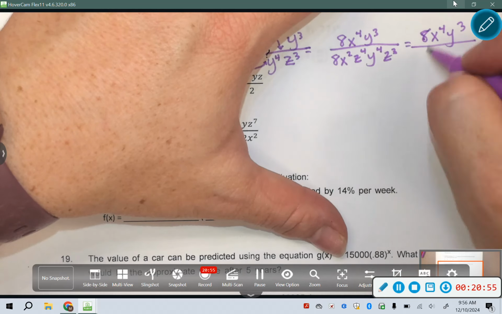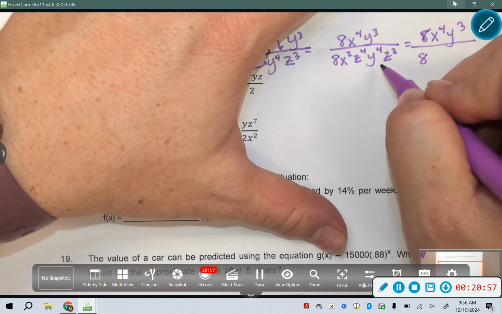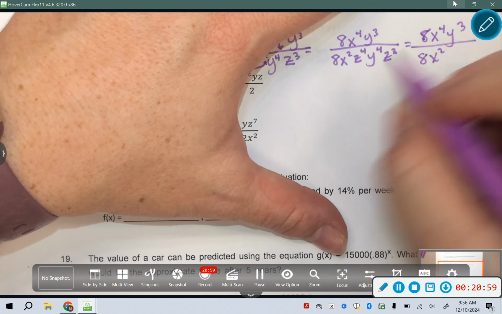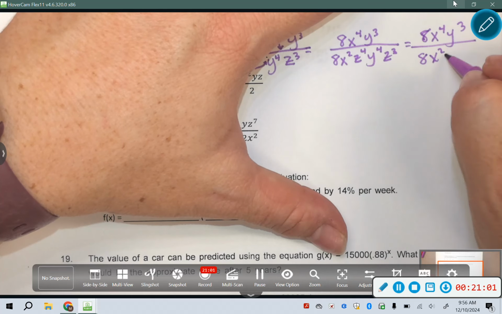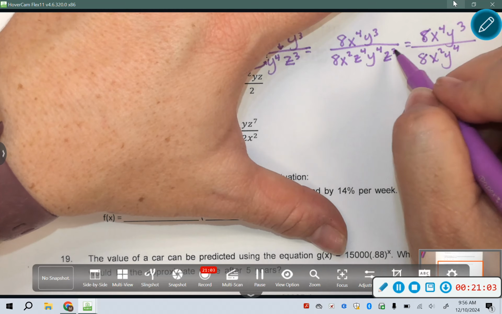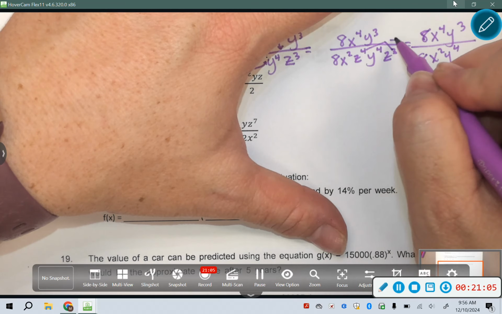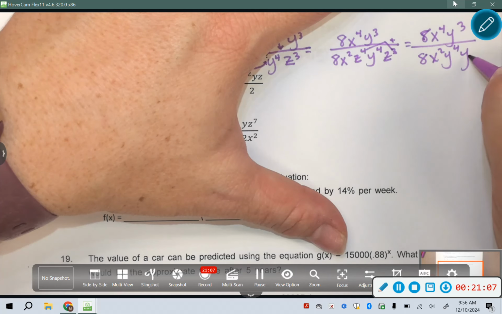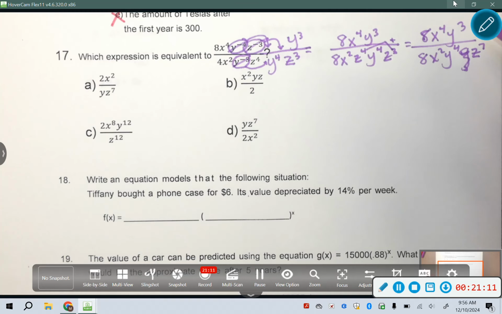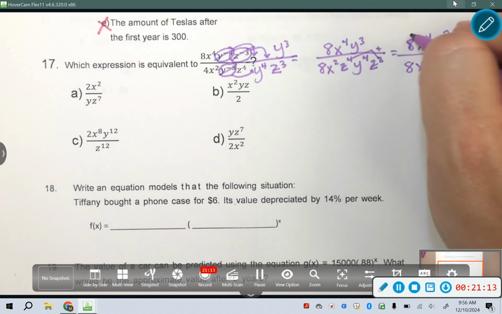And on the bottom, I still have my 8. I have x. There's no more x's, so it's just x squared. I have z and z. Well, let's write our y first. y to the 4 plus 3. So now on the same level, that means multiply, so we add. Z to the 7th. And now I'm going to divide. Well, 8 divided by 8 is 1.